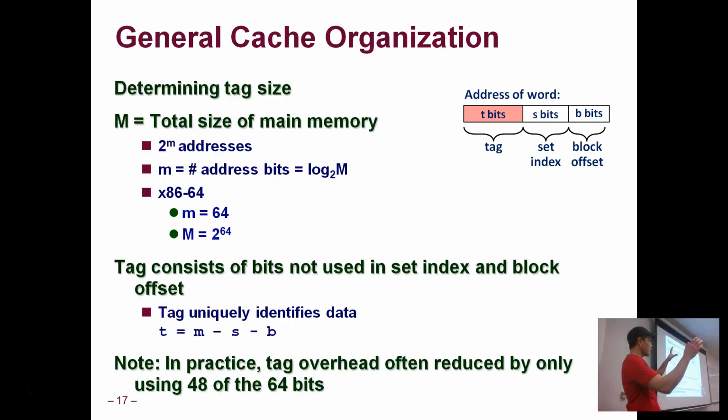So everything that's not used to index the set and to index the byte in the block, everything else is going to be used as the tag. And when I actually show you an example of how this all works, it'll hopefully make more sense. Does that mean you can only address 2 to the 48 different addresses?